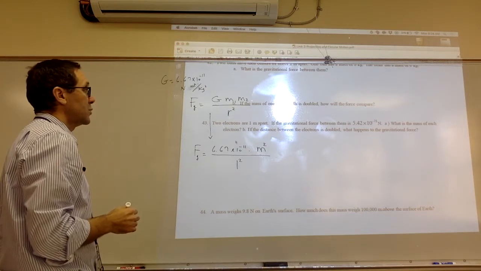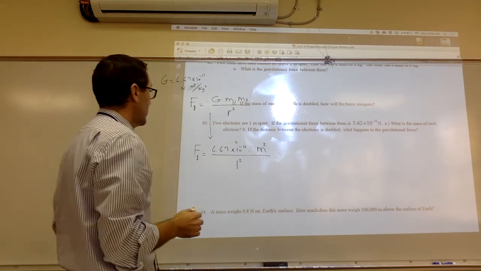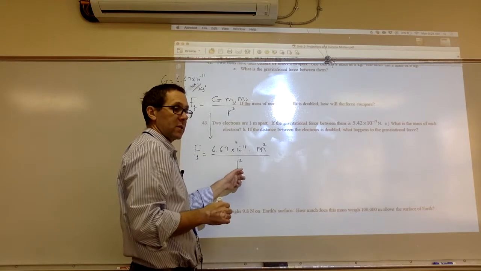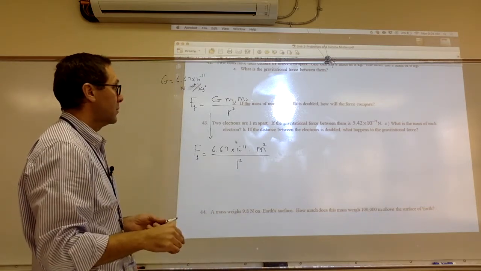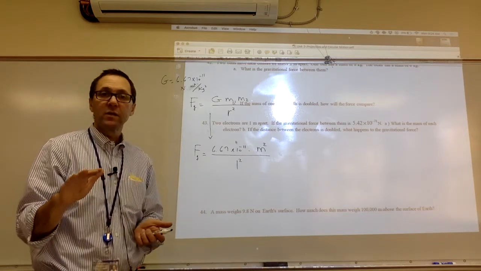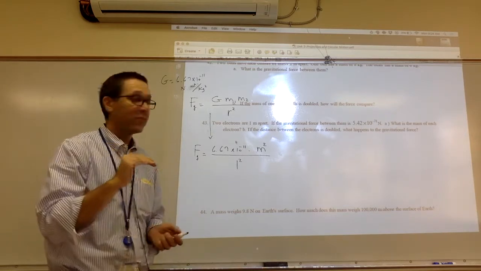If the distance between the electrons is doubled, well, if I double the distance, I have to follow the inverse square law. So my force will drop, but it will not be cut in half. The force will be cut by 4.